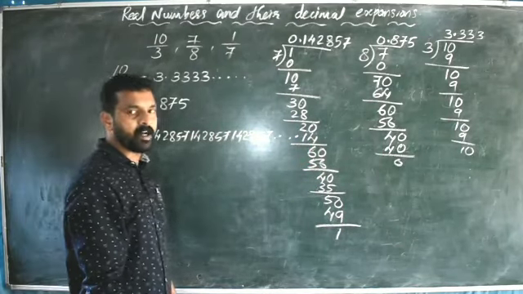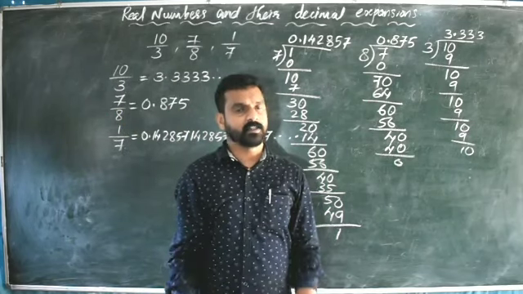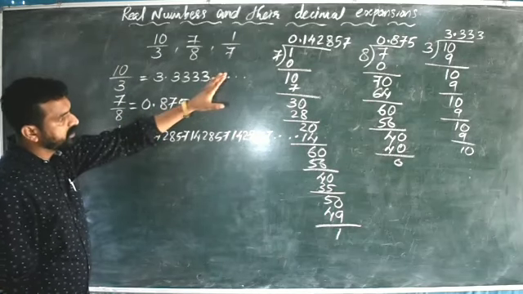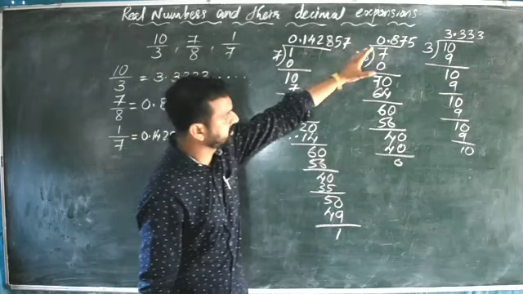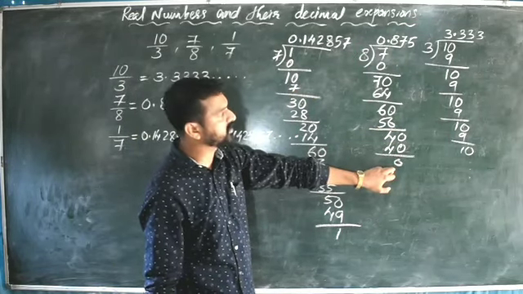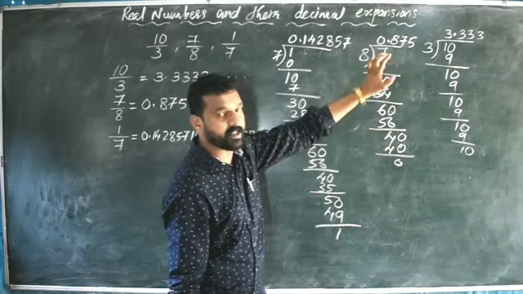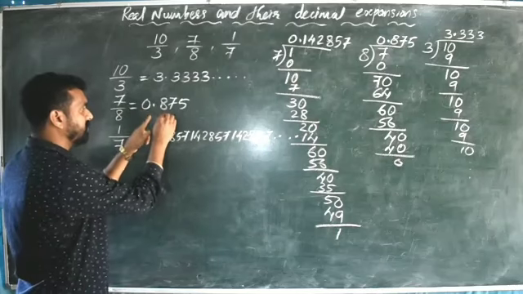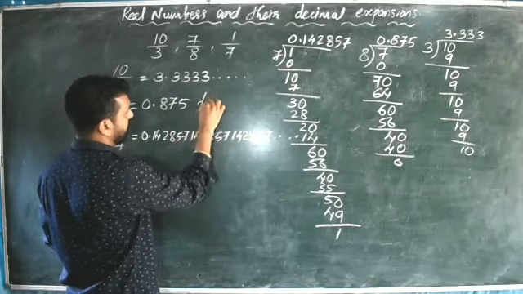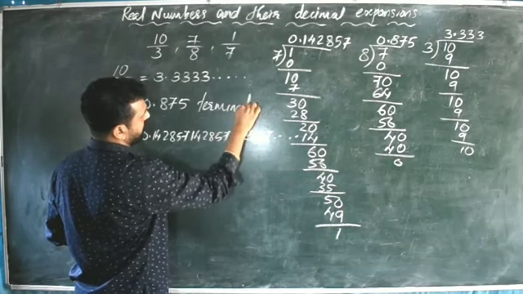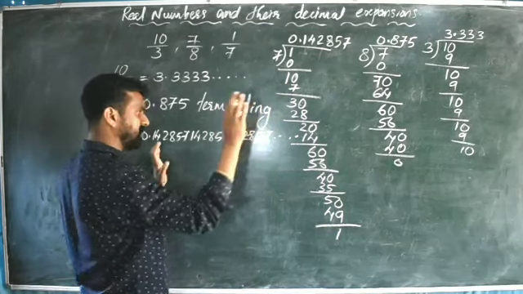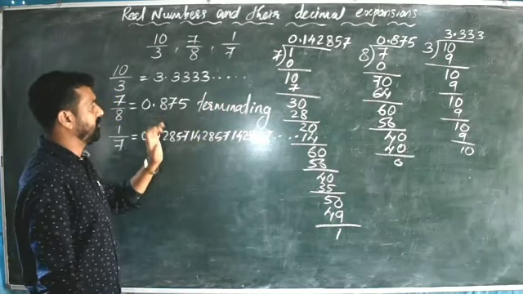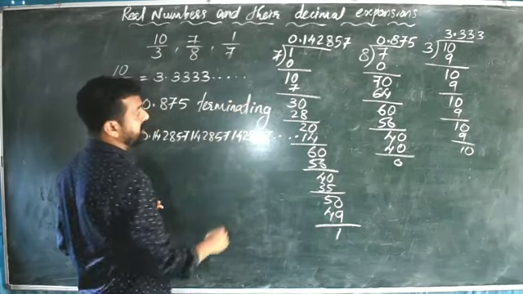Now you see these decimal expansions. In the decimal expansion of 7 by 8, the division process is finished, and we got the remainder 0. Then again a digit is not there, it is not repeating. The division process ends and the remainder is 0. So this type of decimal expansion is called a terminating decimal expansion. Terminating means end. There is an end to the division process.